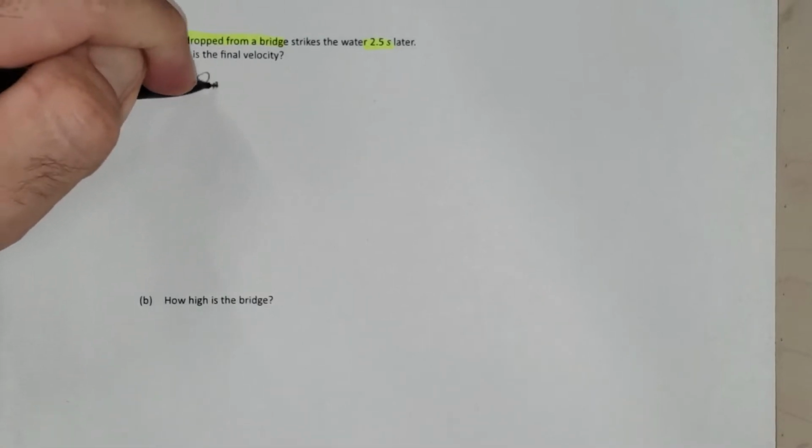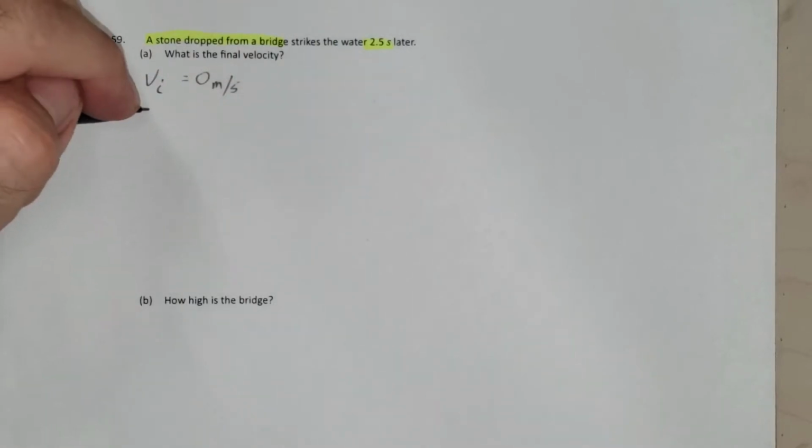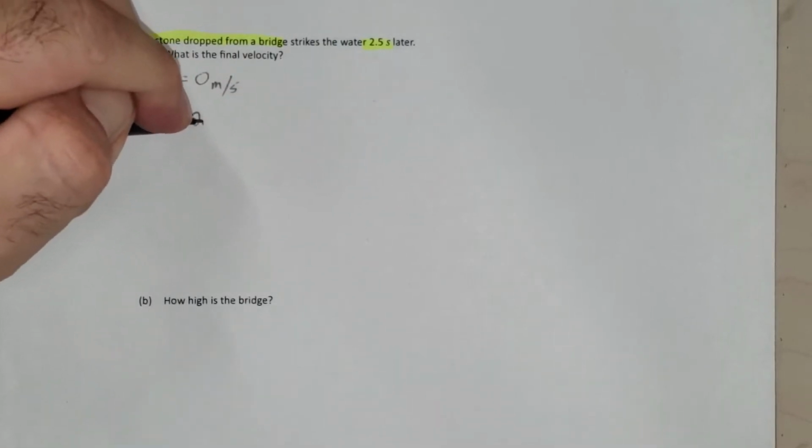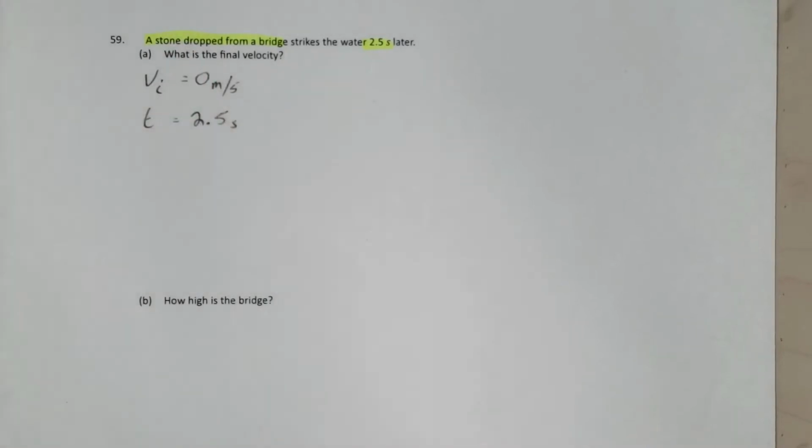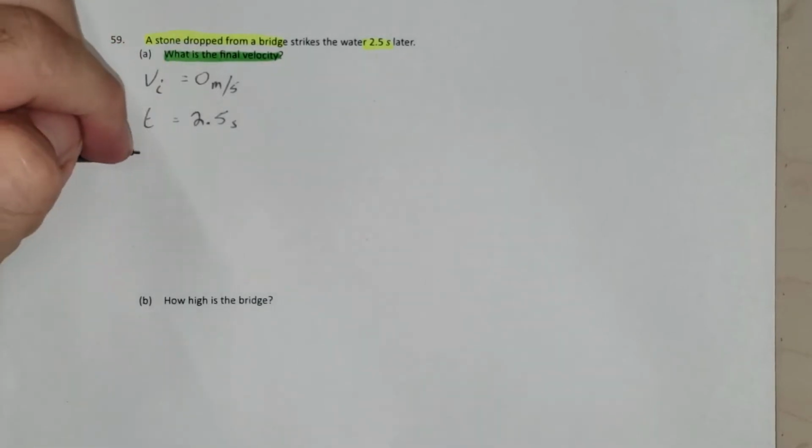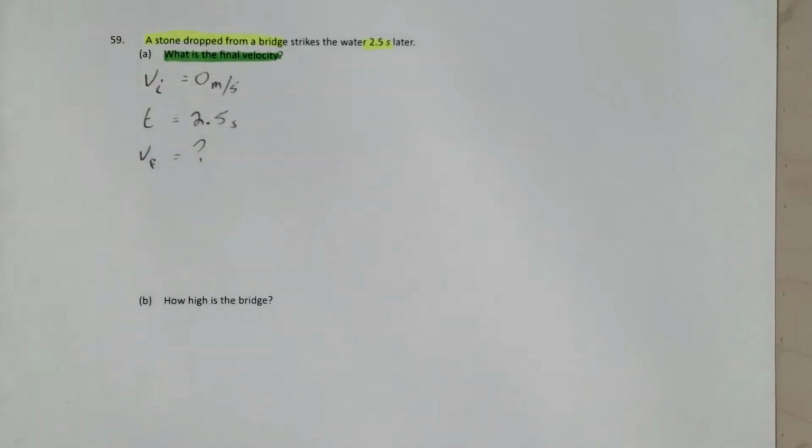What this tells us is that we are dealing with a gravitational free fall problem. So the stone dropped from the bridge, our initial velocity is 0 meters per second. It also tells us that our time for this drop is going to be 2.5 seconds. Now, in part A, our unknown, our ask, is the final velocity. So what is the final velocity? VF is our question mark.